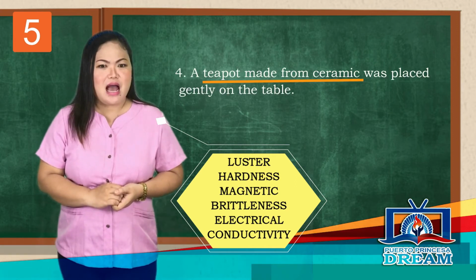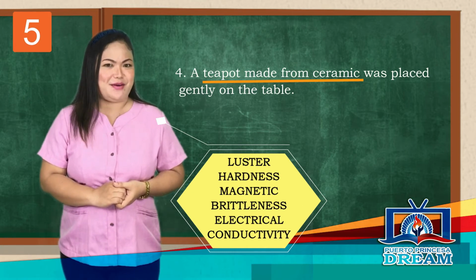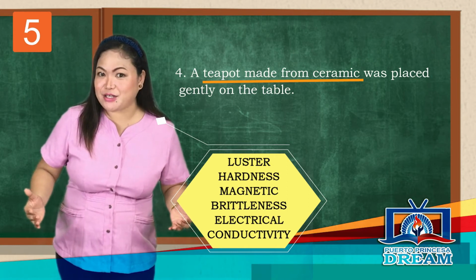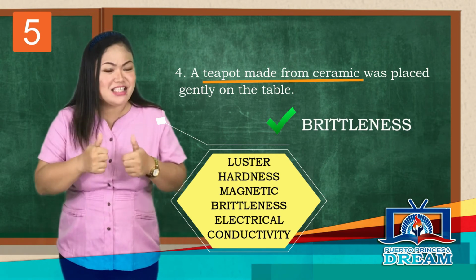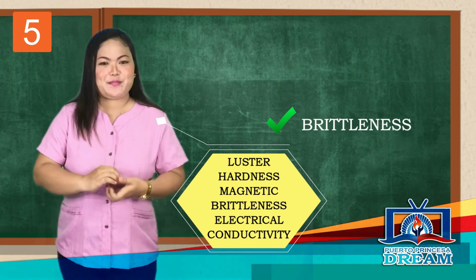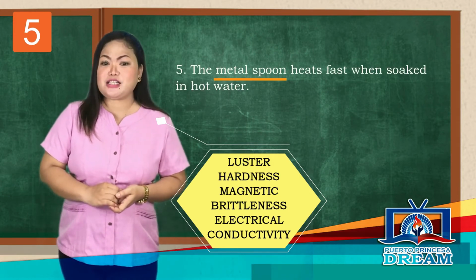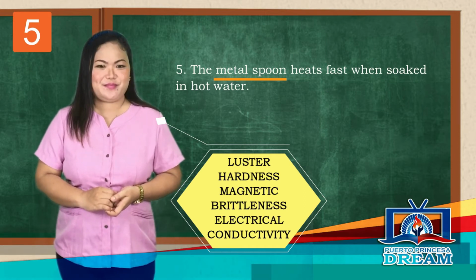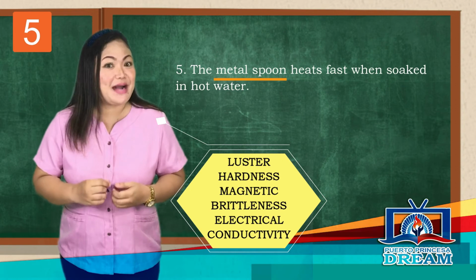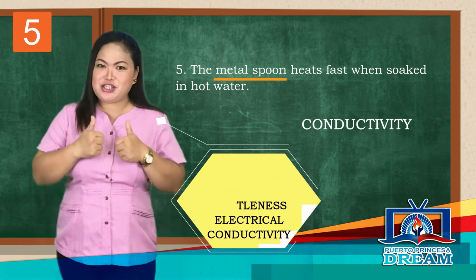Number four. A teapot made from ceramic was placed gently on the table. What is your answer for number four? Very good! The answer is brittleness. Number five. The metal spoon heats fast when soaked in hot water. Did you write conductivity? Then you are correct. Good job, children!